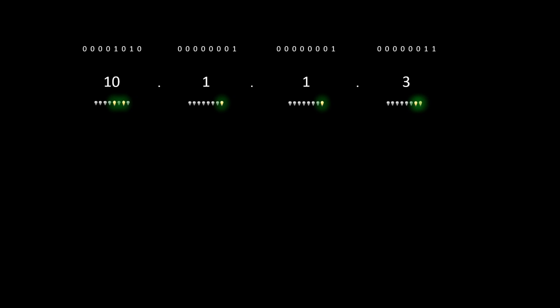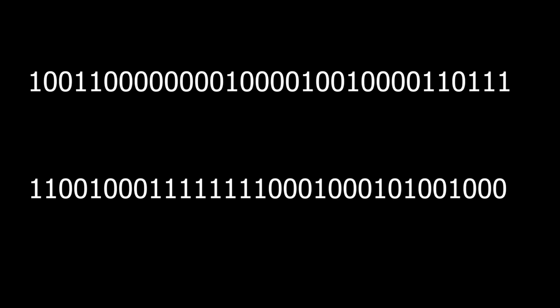Now that wasn't so bad, was it? Take a moment to convert the binary on the screen into dotted decimal format. Practice makes perfect.